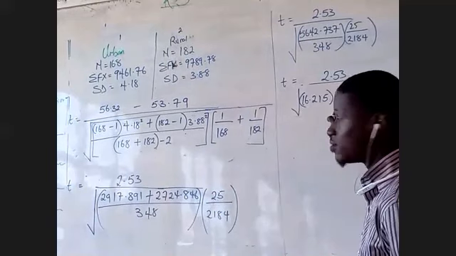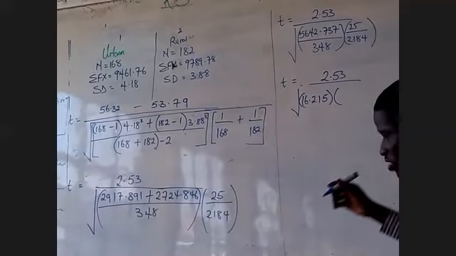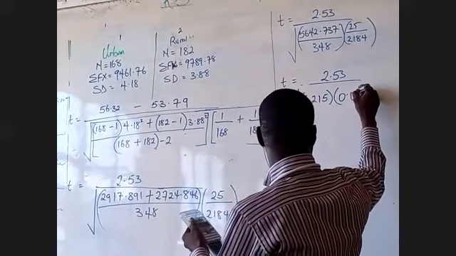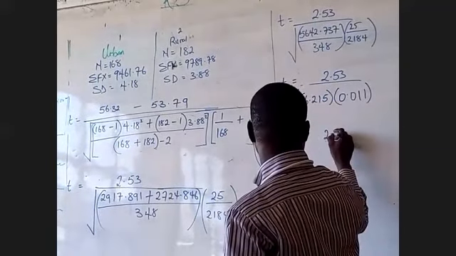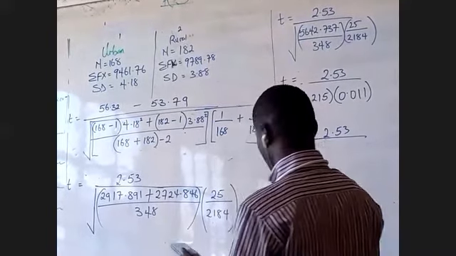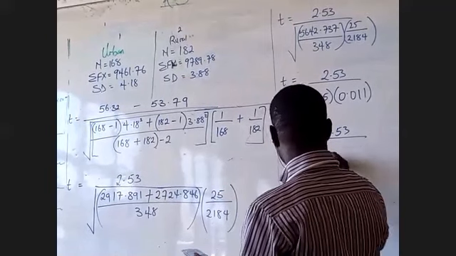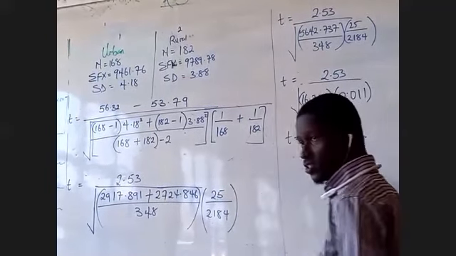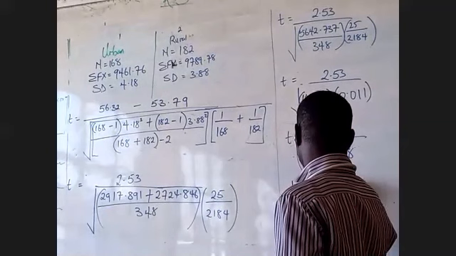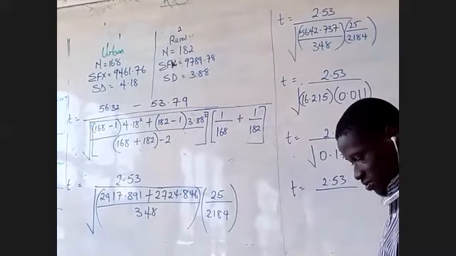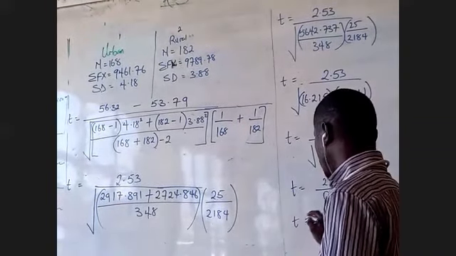Please check the division of this. Then 25 divided by this is going to be 0.011. Is it the same? Okay. So we have our t to be equal to 2.53 divided by root of, then we'll multiply. That's 0.178. Is it not? I think it's what you got, right? Then t becomes 2.53. Find the root of this now. And that's 0.422. Abi? So we then divide.